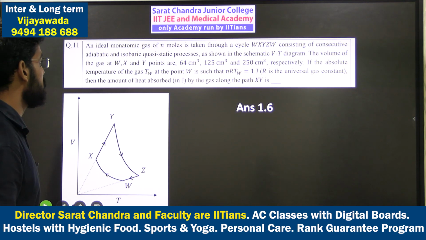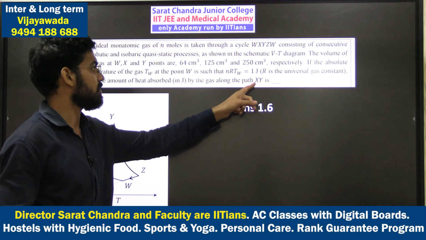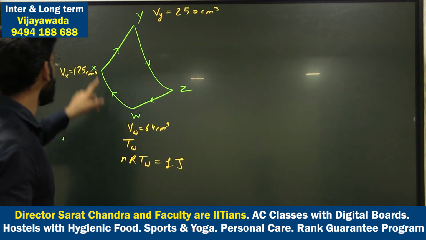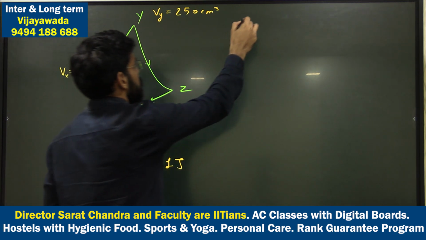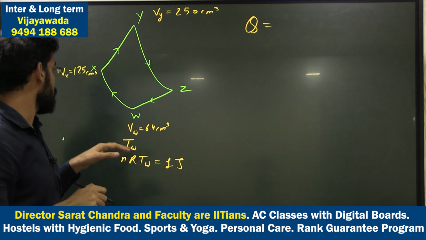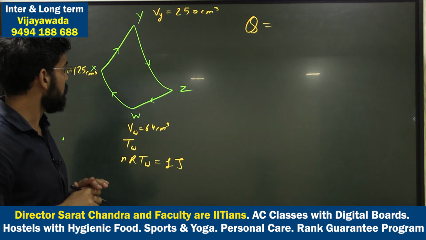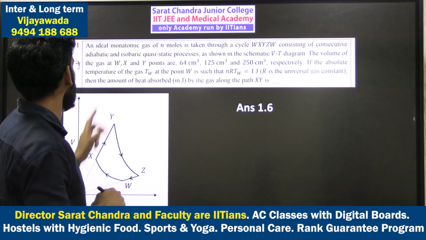Now, what is he asking? The amount of heat absorbed by the gas along the path XY. This XY is isobaric, right? So what do you write for isobaric heat? First you have to understand what I write down, then only you will be able to understand how we reach there.